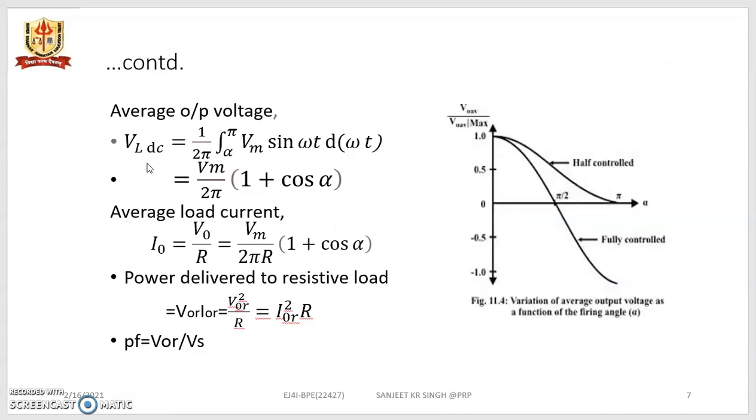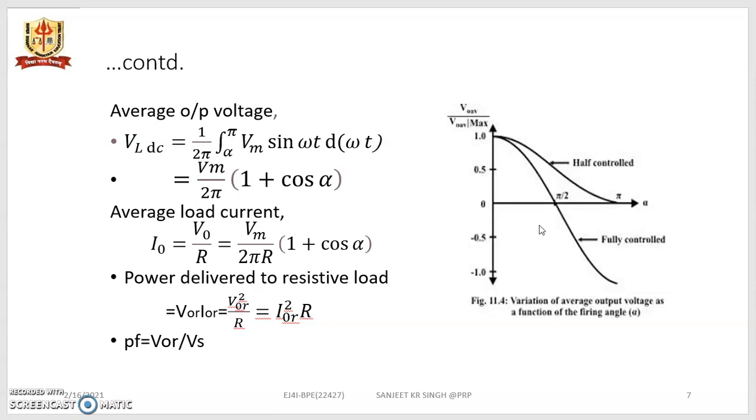The output voltage, average voltage, can be given by Vm by 2 pi (1 plus cos alpha). Similarly, load current will be Vm by 2 pi R (1 plus cos alpha), and power will be the product of the RMS value of voltage and the RMS value of the output current. Power factor will be the RMS value of output voltage by the RMS supply voltage.